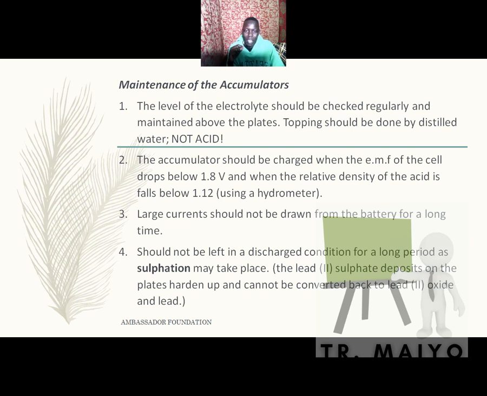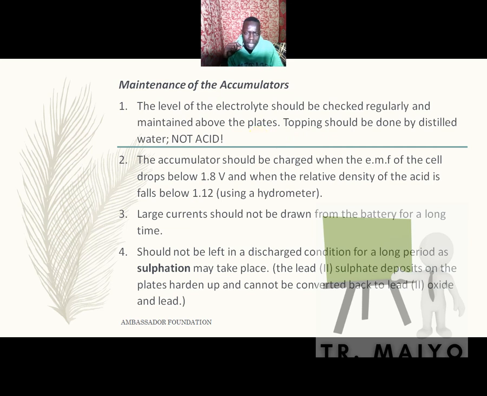A lead acid accumulator is one of the most sensitive, and it requires a lot of maintenance. I've projected for you the maintenance of the accumulator. The first one is the level of the electrolyte should be checked regularly and maintained above the plates. Topping should be done by distilled water, not acid.